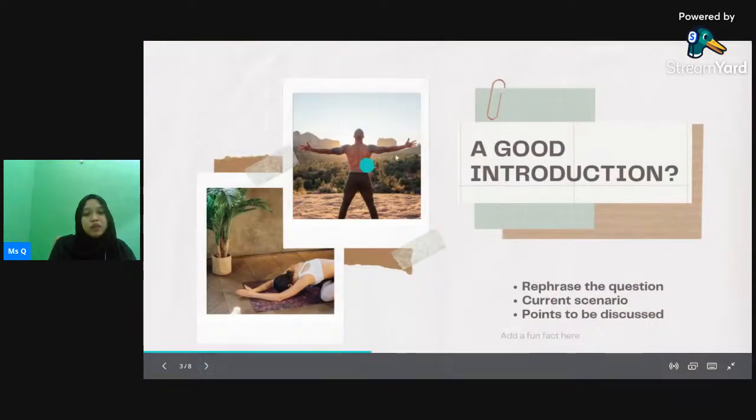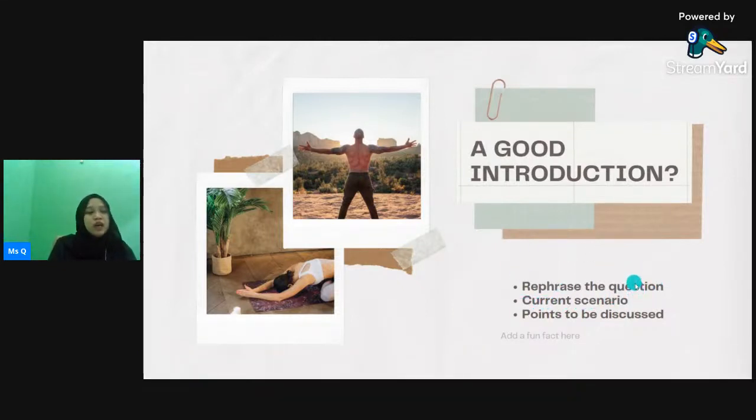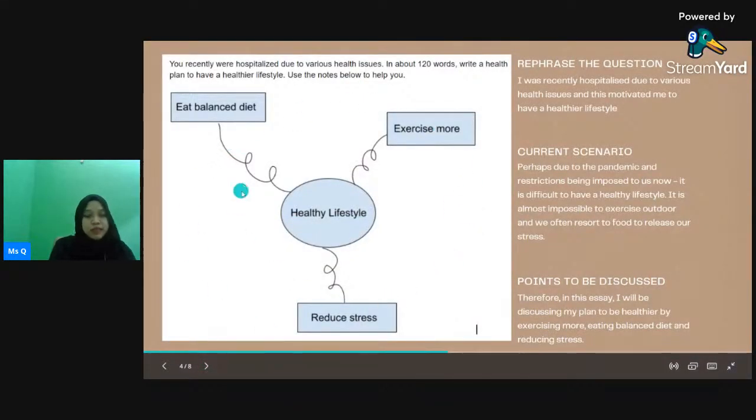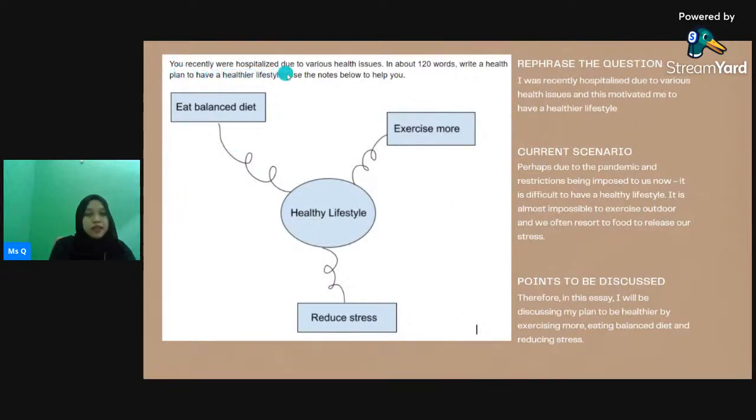Okay, so to write a good introduction, make sure you have all these three elements: rephrasing the question, meaning try to use the question as a way to respond, and then your current scenario and points to be discussed, meaning what are the things that you want to talk about in your essay. The current scenario is what is the current situation that we have right now in our world, for example. So this is the question that I want you to answer later. You recently were hospitalized due to various health issues. In about 120 words, write a health plan to have a healthier lifestyle. Use the notes below to help you.